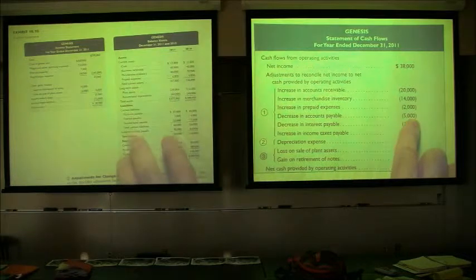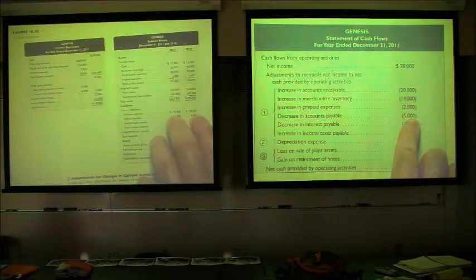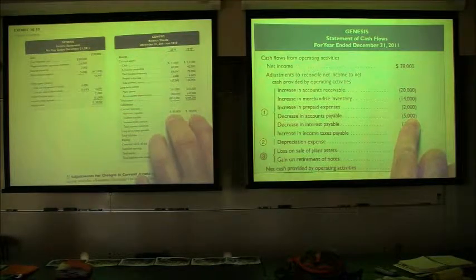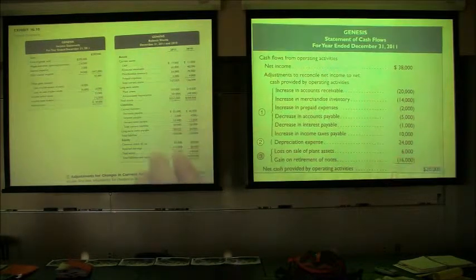Okay? Let's go down to accounts payable. Accounts payable went from 40 to 35. That means that you paid off some of last year's accounts payable in this accounting period, so you subtract that amount. Okay?